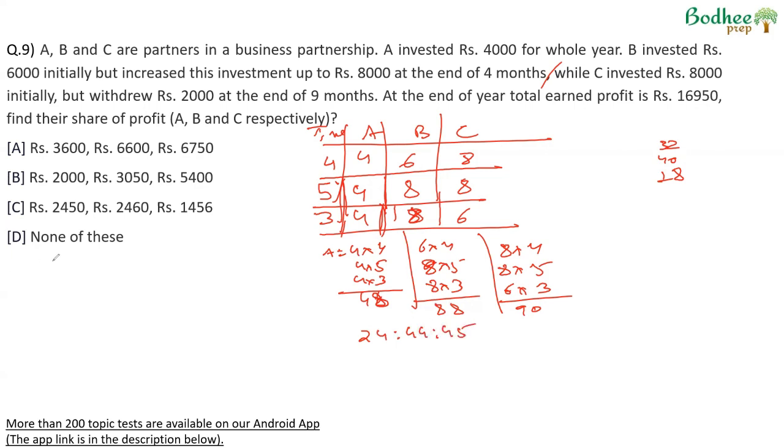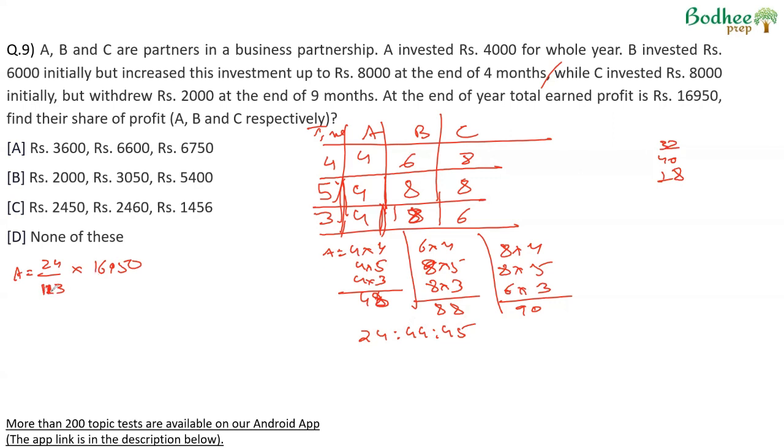Therefore, A's share will be 24 upon 24 plus 44 plus 45, which is 113. Sorry, not 123. A will get 24 upon 113 of 16950.